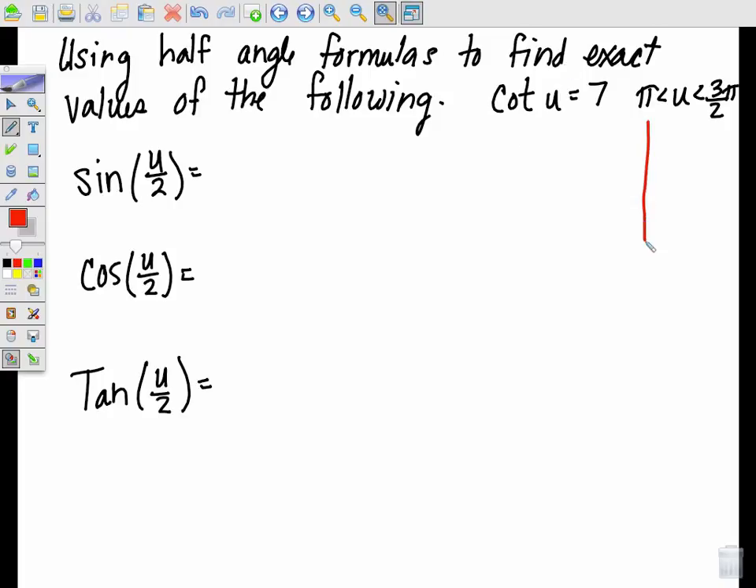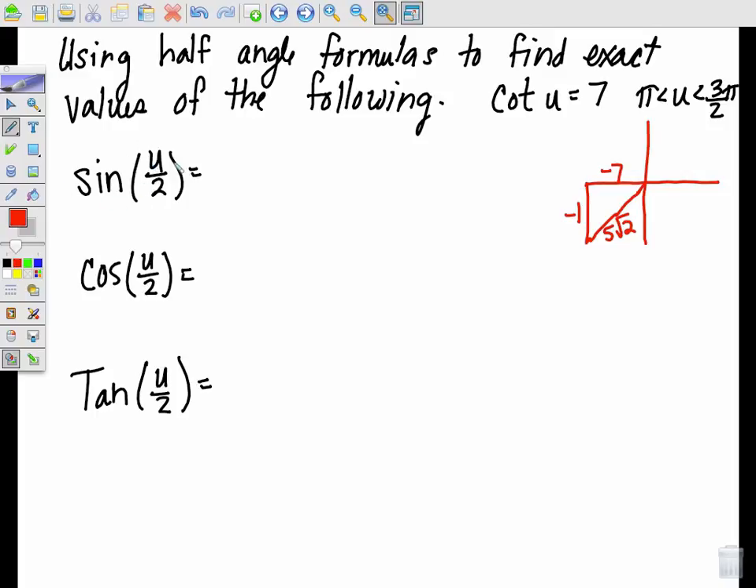All right, well, what I do know is that originally this angle is in quadrant 3 somewhere, and if we're in quadrant 3 and the cotangent is 7, then I know that the x has to be -7 and the y has to be -1, and then the r would be the square root of 50, which is 5 roots of 2.